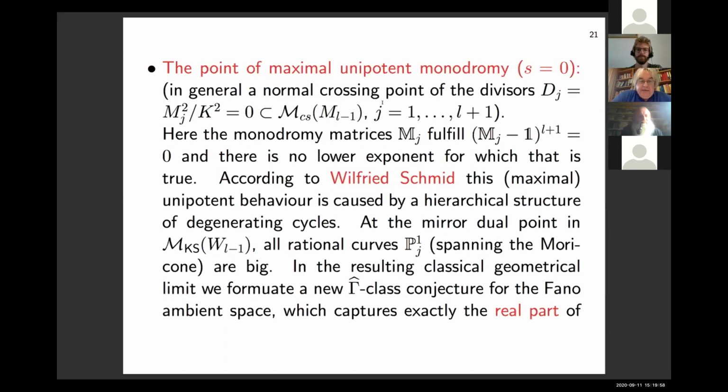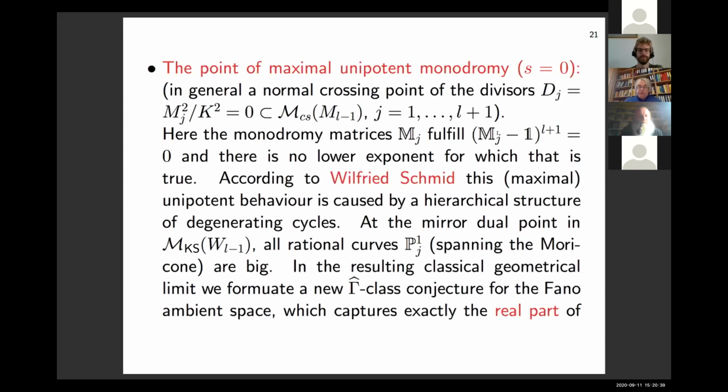And what happens here, the monodromy matrices M_i, why it's called maximal unipotent, they fulfill an equation: when you take this monodromy and subtract 1 and take it to the power L plus 1, then it's 0. But what maximal means is that it doesn't happen for any lower power for all the matrices. That is what maximal unipotent means. And according to Wilfried Schmid, this maximal unipotent behavior is caused by a hierarchical structure of degenerating cycles. So there will be logs and higher logs and so on, and they correspond to degenerating cycles. And that's exactly what happens here.